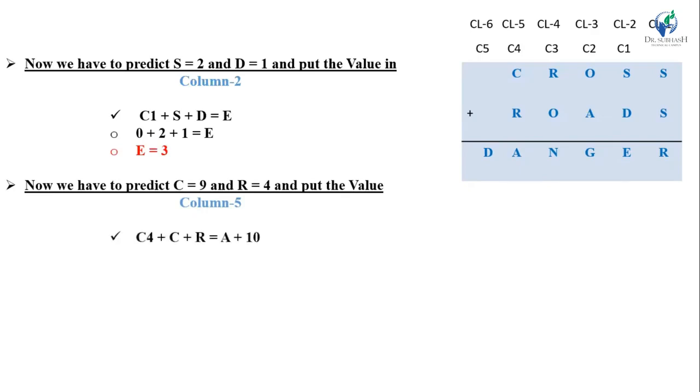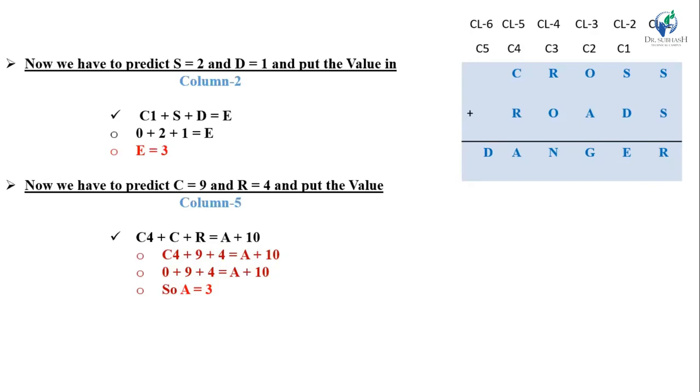So it looks like C4 plus C plus R is equal to A plus 10, because column 5 generates a carry to column 6. So we write A plus 10. Now we consider column 4 cannot generate carry to column 5. So we can write 0 plus 9 plus 4 is equal to A plus 10. So A is equal to 3.